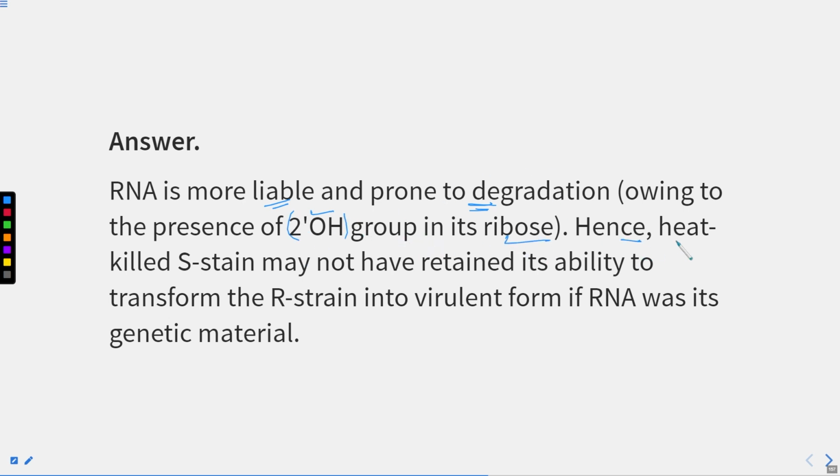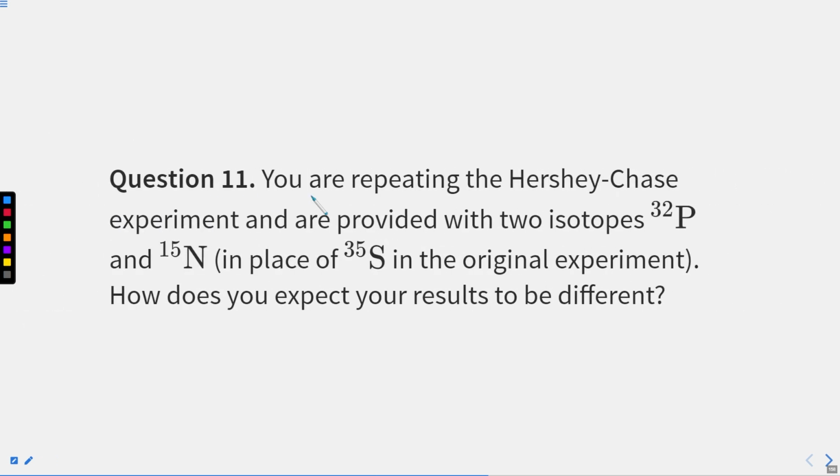Okay, therefore, the heat-killed S strain may not have retained its ability to transform the R strain into the S strain, the virulent strain, if RNA was its genetic material. So RNA would have been degraded because RNA is very unstable due to the presence of the 2' hydroxyl group.